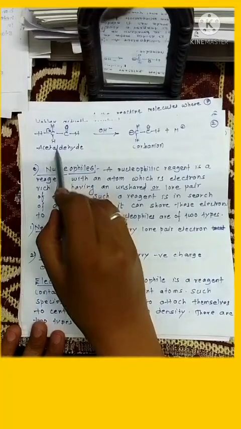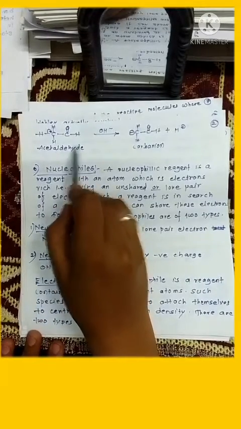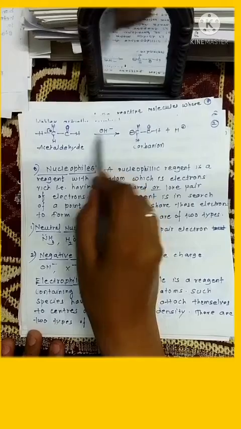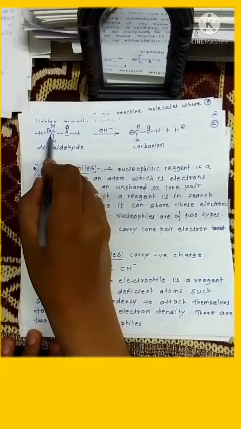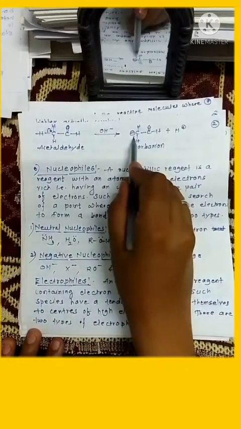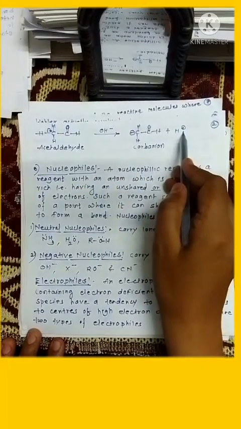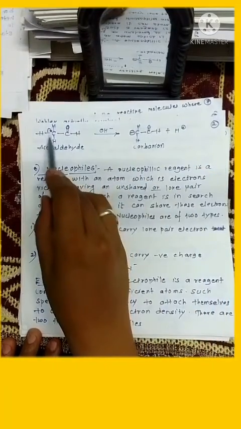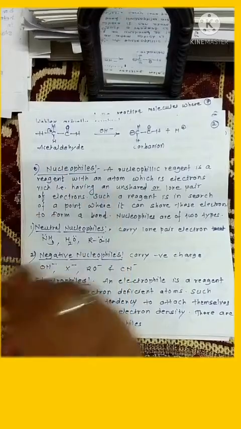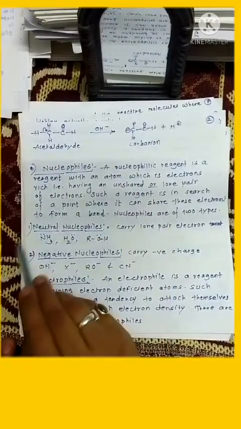Also see that in acetaldehyde, when we add a base, this carbon gets a negative charge while hydrogen gets a positive charge. So it is uneven breaking of a bond in the presence of a base.